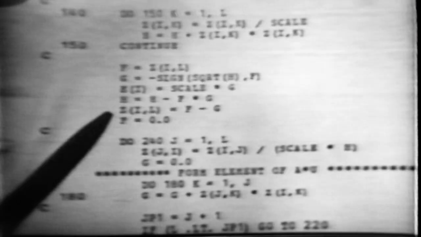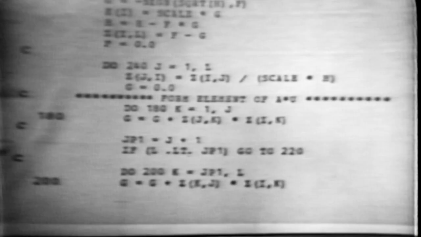Then this is in a way one of the key statements in the whole program. Z of I, L is F minus G. That's the thing which changes the last row. That's a statement which changes the last row of A into the vector U defining the Householder transformation. Right? So at this point, the last row of A changed its meaning from an element of data to a vector defining the transformation. Right?